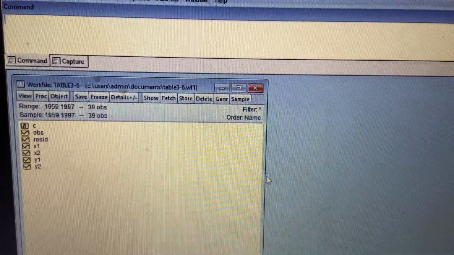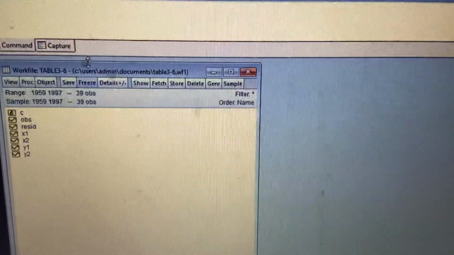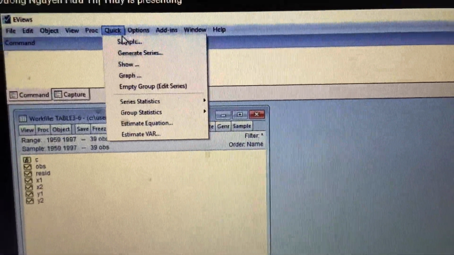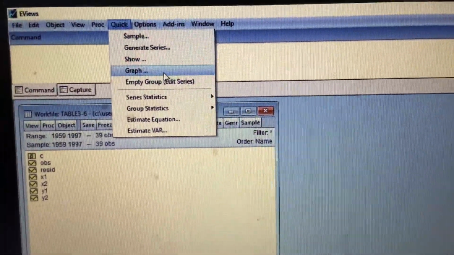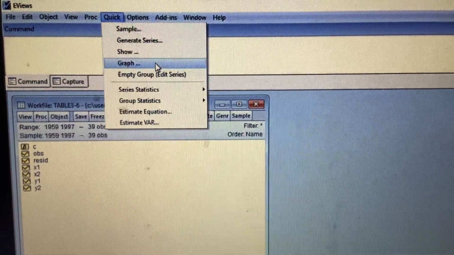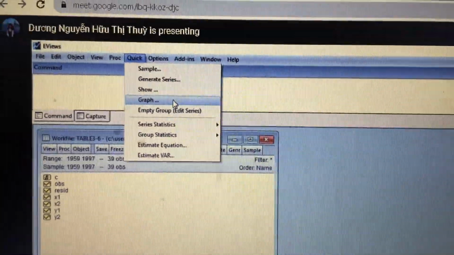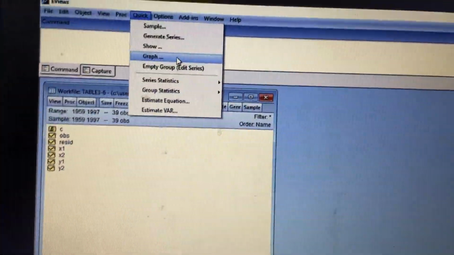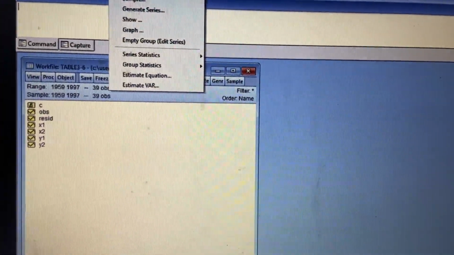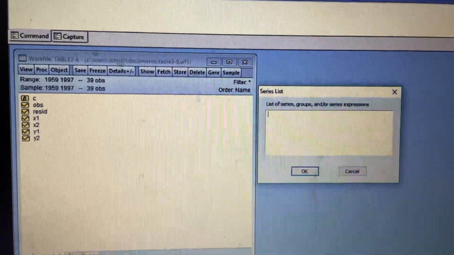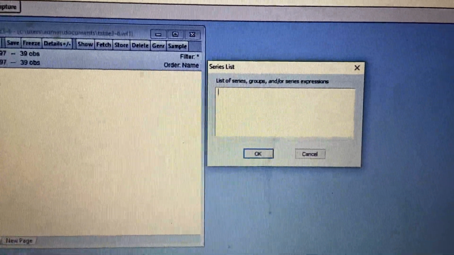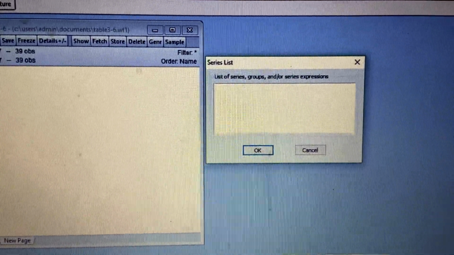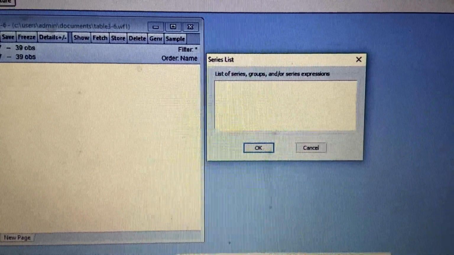So it requires me to plot y against x. I click on put. Please ask me if you cannot follow my practice now. Please go quick and then graph. So for the graph, you should write x first and then y second.